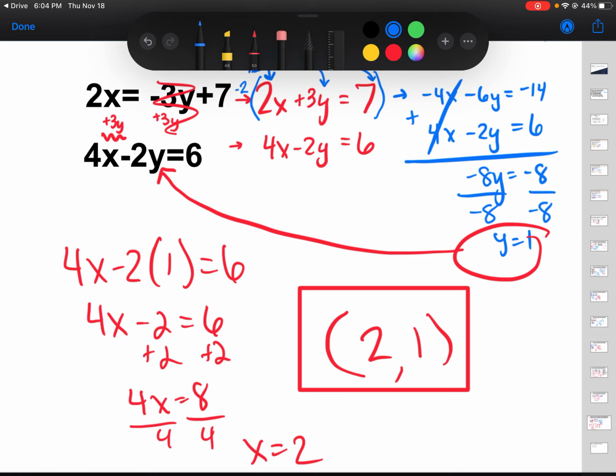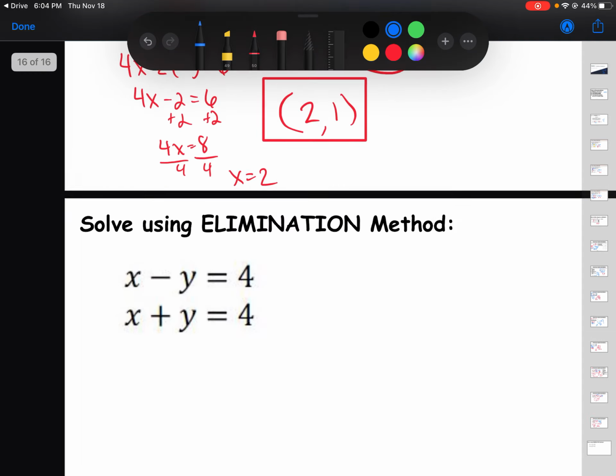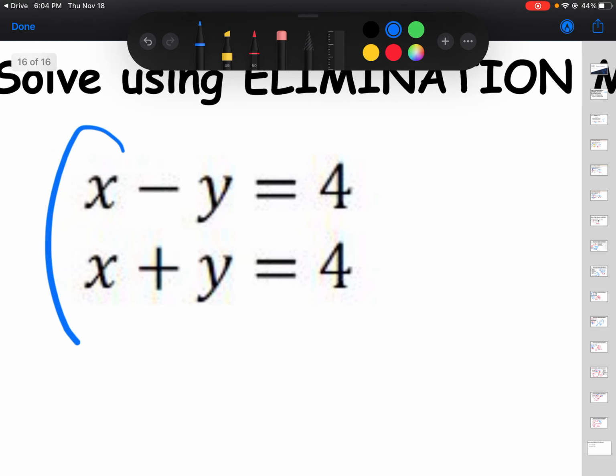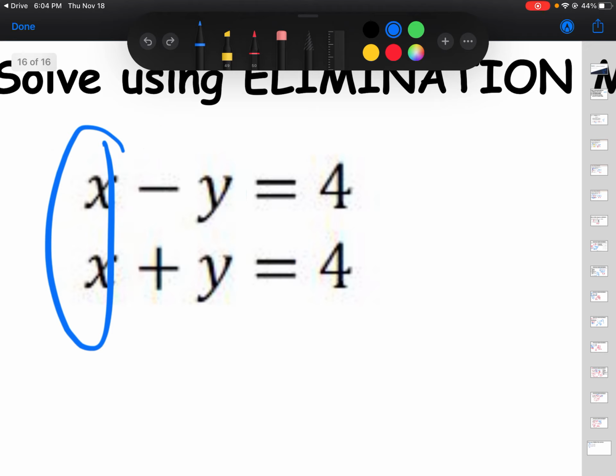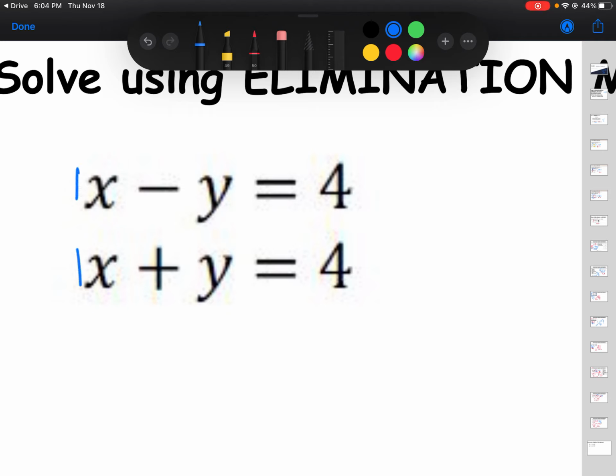And the last question. Elimination. My x's are stacked, my y's are stacked, and I've got whole numbers. So we are in good company here to start elimination. Create opposites if necessary. Well, these x's are not opposites. They're 1x and 1x. The y's are negative 1y and positive 1y. Those are opposites.